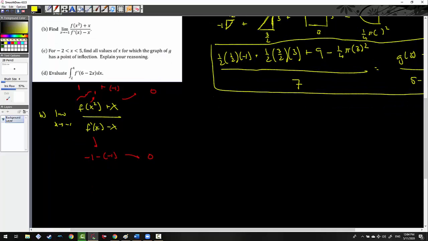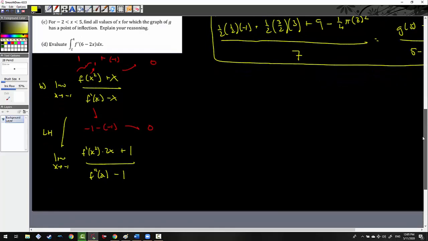We can handle L'Hopital's rule. We need to make sure we identify that we are using L'Hopital's rule. So we've got limit as x goes to -1. When I differentiate, I got to be careful. It's going to be f prime of x squared times 2x for chain rule, plus the derivative of x is 1, over f double prime of x minus 1. And now we just got to find out if we're in a safe position to let this limit happen.